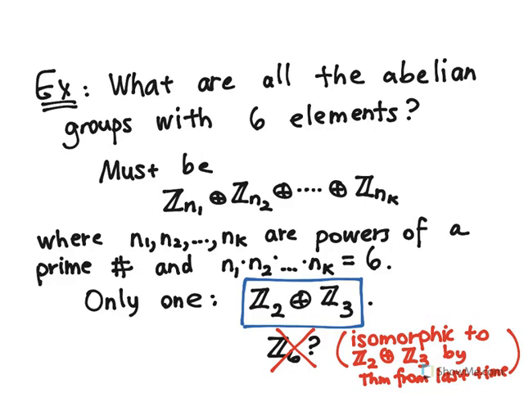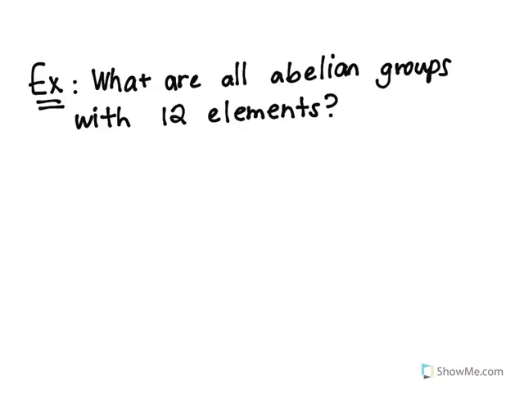Let's try this same procedure in one more example. What if I want to know what are all the abelian groups with 12 elements? So, same idea. I'm going to express each one of them as Z sub something plus Z sub something else plus Z sub something else and so on. And all of those somethings should be powers of prime numbers. And when I multiply them together, I should get 12. This takes some thought to see how it's possible.